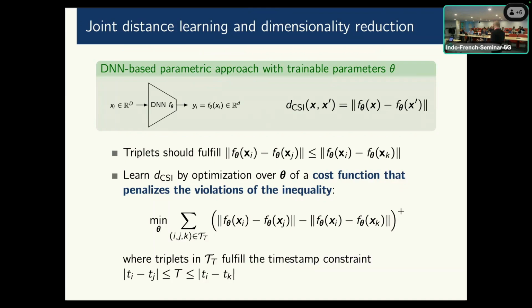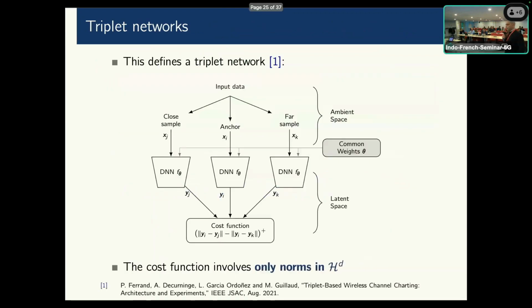And here I kill two birds with one stone, because I also perform dimensionality reduction. Once I have trained this neural network to learn a distance, it also generates a reduced dimension representation as a byproduct. So let's see how this works. Okay, this is one way to represent the operation that I just described.